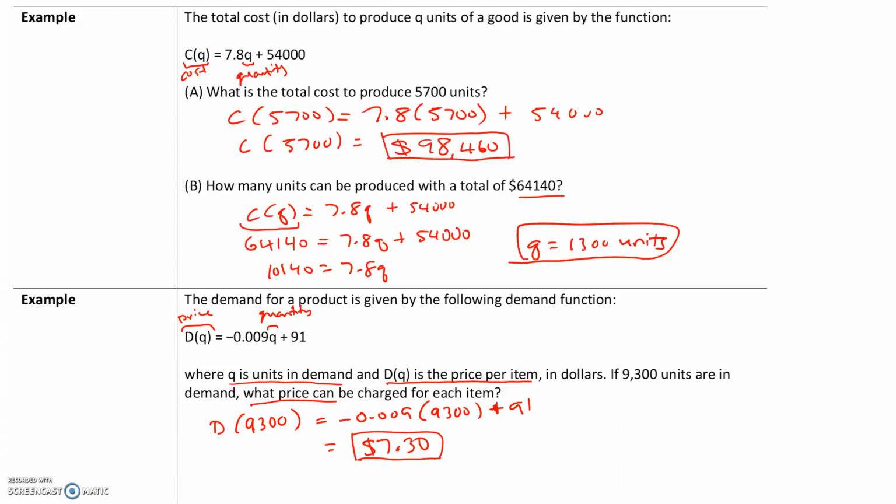And here's why this is important. Later on, we're going to talk about how to maximize profit. And in order to maximize profit, we need to figure out what price we have to charge in order to produce a certain quantity, and that quantity will maximize profits. But that'll come a little bit later.